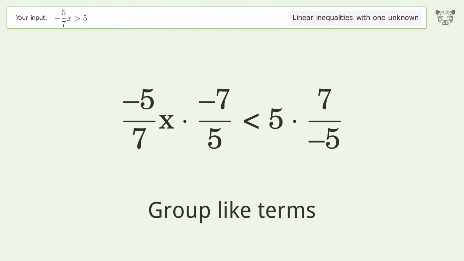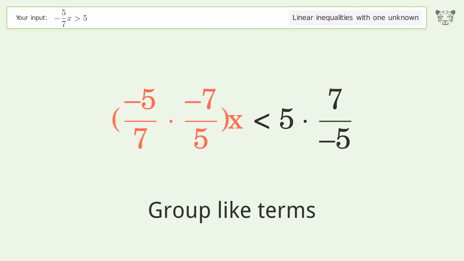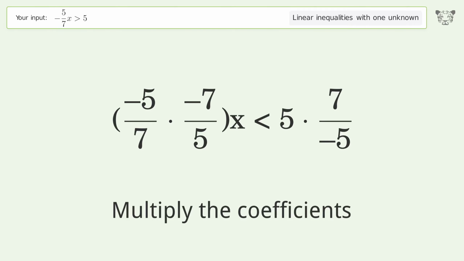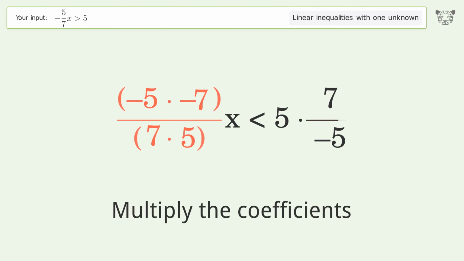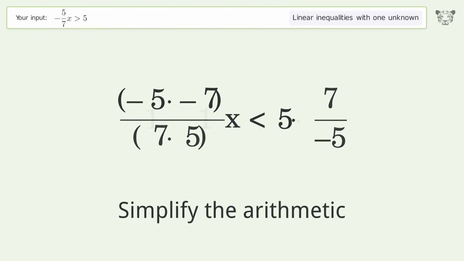Group like terms. Multiply the coefficients. Simplify the arithmetic.